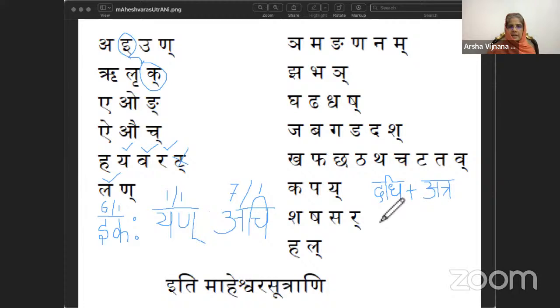Supposing instead of dadhi atra I had madhu plus adaha. What is adaha? Eater here.